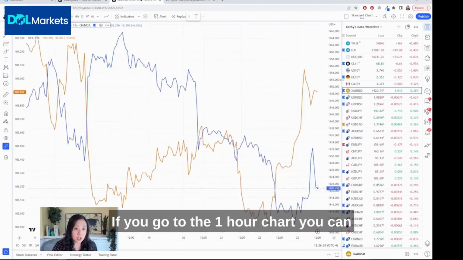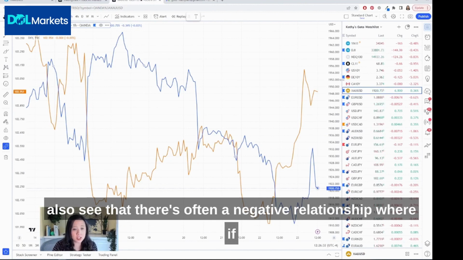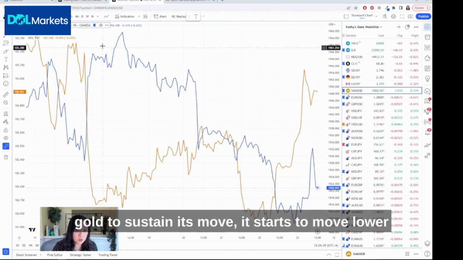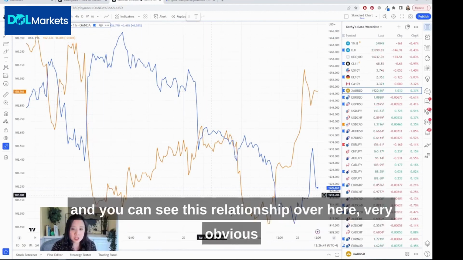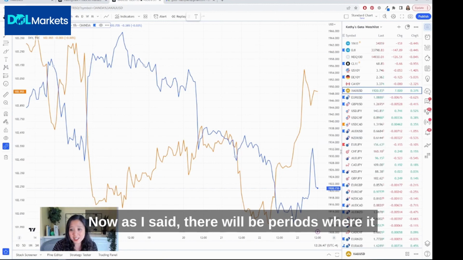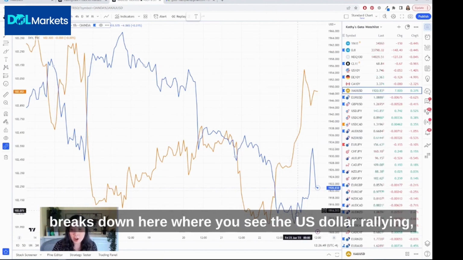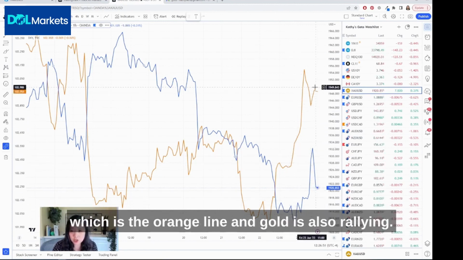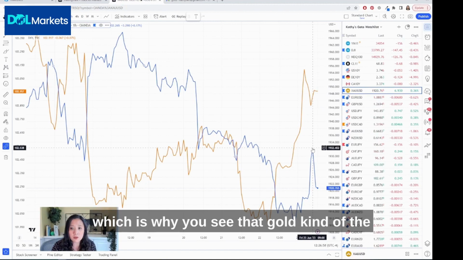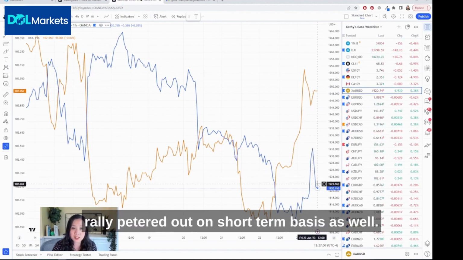If you go to the 1-hour chart, you can also see that there's often a negative relationship, where if the US dollar is rallying, it becomes very difficult for gold to sustain its move. It starts to move lower, and you can see this very obvious inverse relationship over here as well. Now, as I said, there will be periods where it breaks down, where you see the US dollar rallying, which is the orange line, and gold is also rallying. But it's very difficult for this move to be sustained, which is why you see the gold rally petered out on a short-term basis as well.